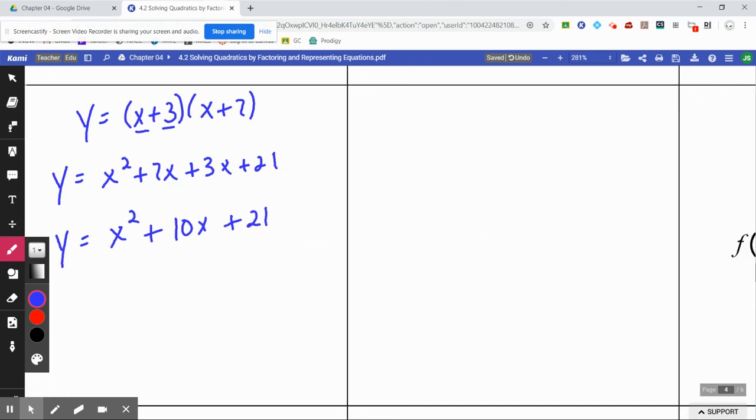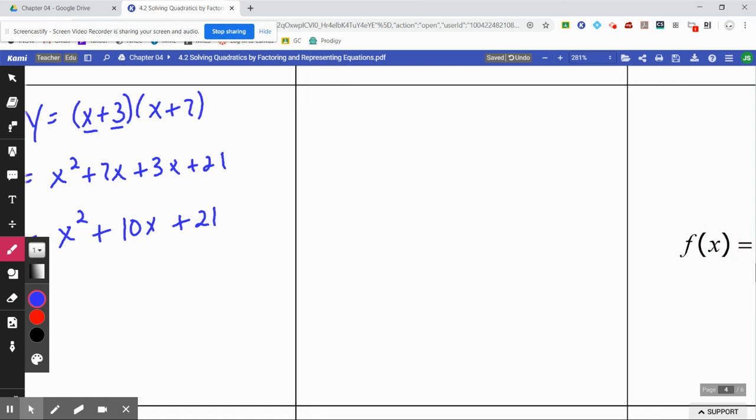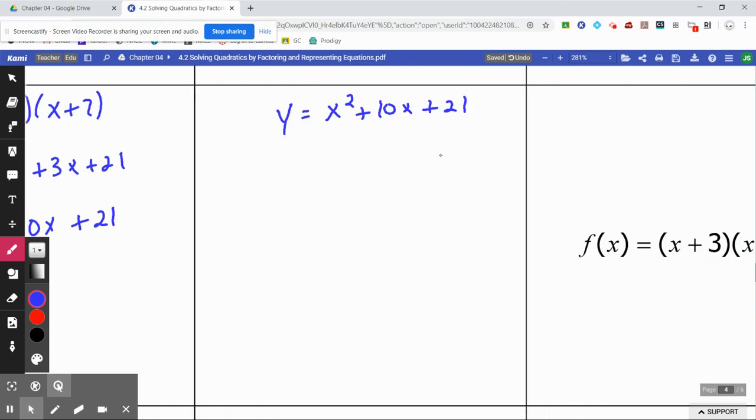Now let's take that standard form, write it in vertex form. To go to vertex form, we've got to complete the square. So step number 1, move the 21 over. You're left with x squared plus 10x. We can go ahead and complete our square from here.